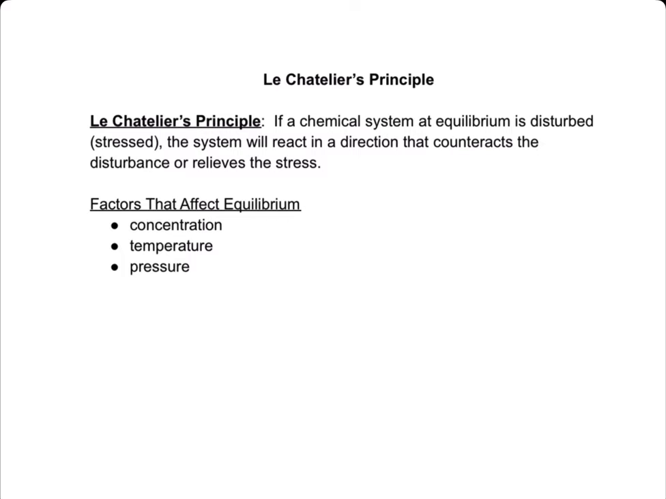A couple things I want you to pay attention to are some of the symbols that we're going to be using. For concentration of any molecule, we will be using brackets. So this means the concentration of A, or any molecule we're talking about. When we're talking about temperature, think of it in terms of energy. And when we're talking about pressure, think of it in terms of gas moles.